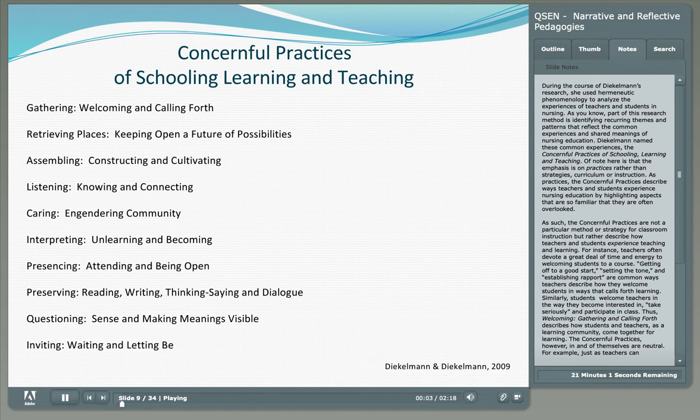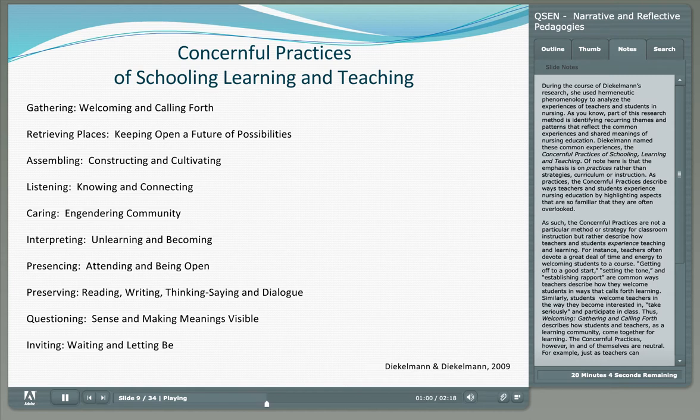Let's spend a moment looking at the concernful practices of schooling, learning, and teaching. During the course of Diekelmann's research, she used hermeneutic phenomenology to analyze the experiences of teachers and students in nursing. As you know, part of this research method is identifying recurring themes and patterns that reflect common experiences and shared meanings of nursing education. Diekelmann named these common experiences the concernful practices of schooling, learning, and teaching. Of note here is that the emphasis is on practices rather than strategies, curriculum, or instruction. As practices, the concernful practices describe ways teachers and students experience nursing education by highlighting aspects that are so familiar they are often overlooked. As such, the concernful practices are not a particular method or strategy for classroom instruction, but rather describe how teachers and students experience teaching and learning.